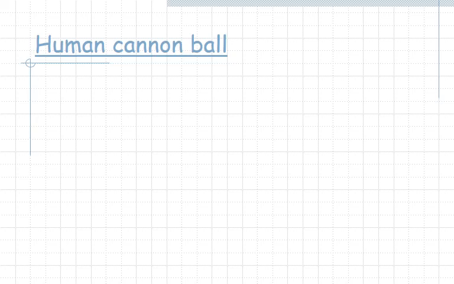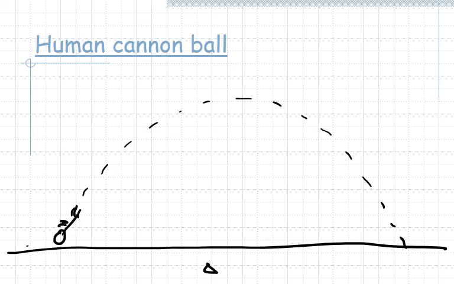Right, so when we're looking at projectile motion, one thing that is very critical for someone in projectile motion, like a human cannonball, is getting delta x right, because if you don't get delta x right, that's not a good thing. So that's a critical part that we're going to look at here.